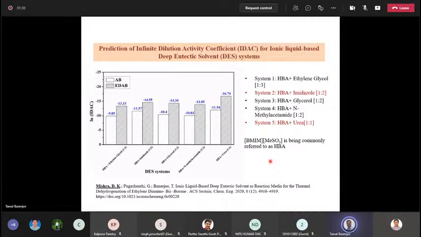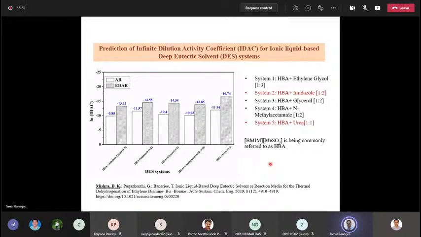And we add another one, the hydrogen bond donor. We vary it from ethylene glycol, imidazole, glycerol, methyl acetamide, to urea. These are the mole ratios where we add them. And now again, we do the infinite dilution activity quotient. Since the values are very small, we took a log of them. Obviously, the higher the values, the more we selected those ions.